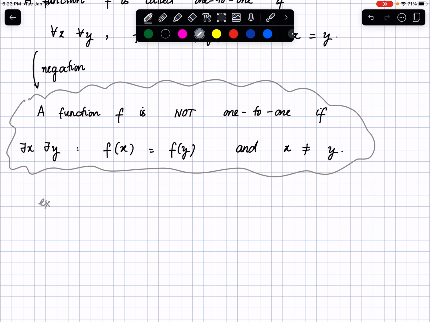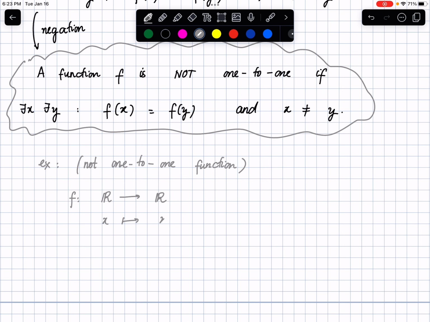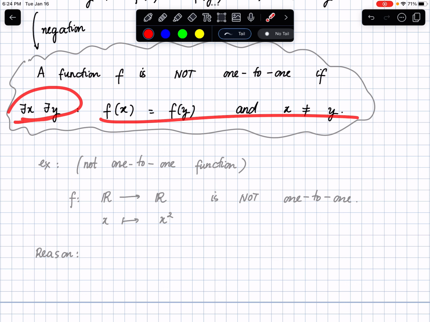So an example of a not injective, or not one-to-one, function could be this function, say f from R, the set of real numbers, to the set of real numbers, sending x to x squared. This function is not one-to-one. The reason, by the definition we just did before: there exists x, there exists y, f of x equal to f of y, but x is different from y.